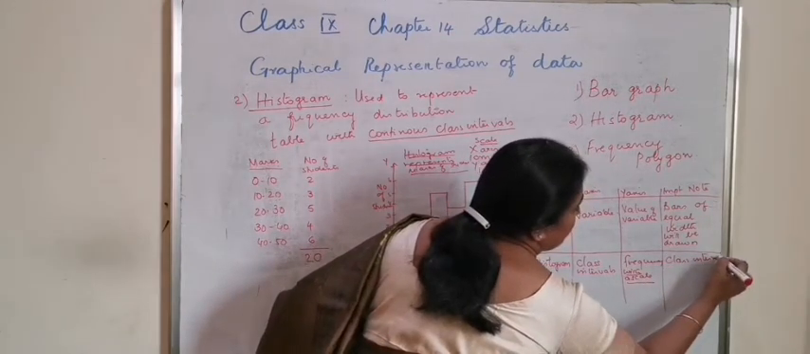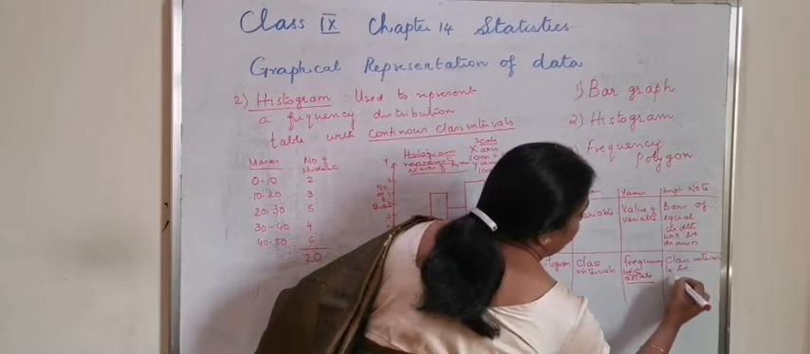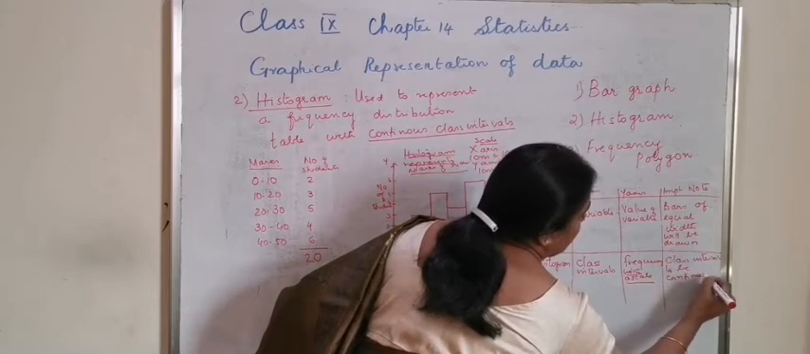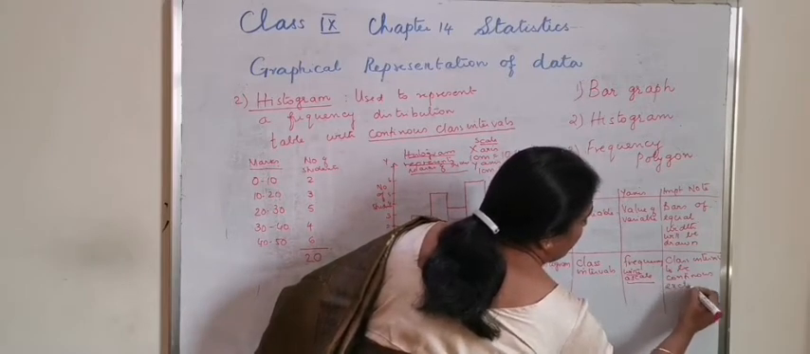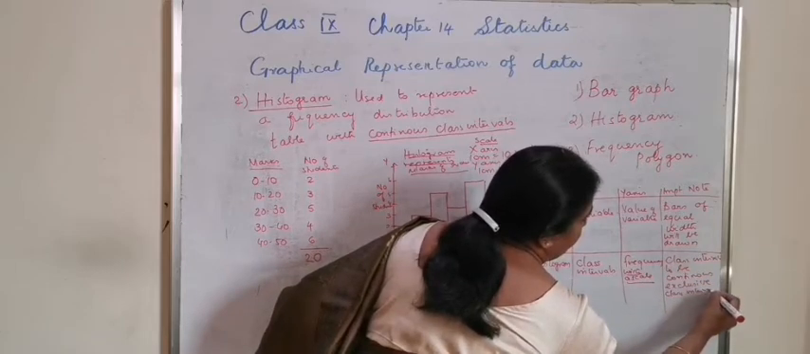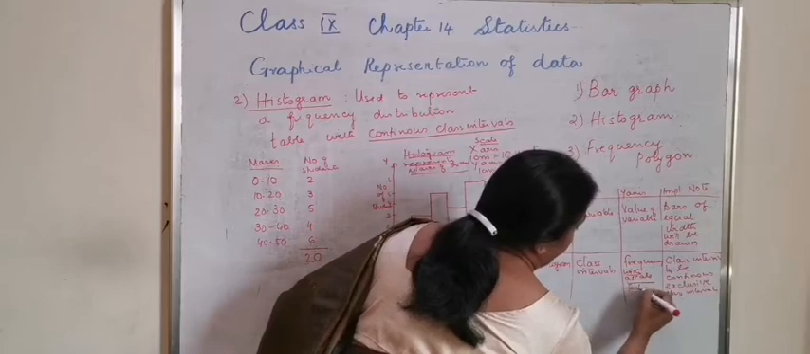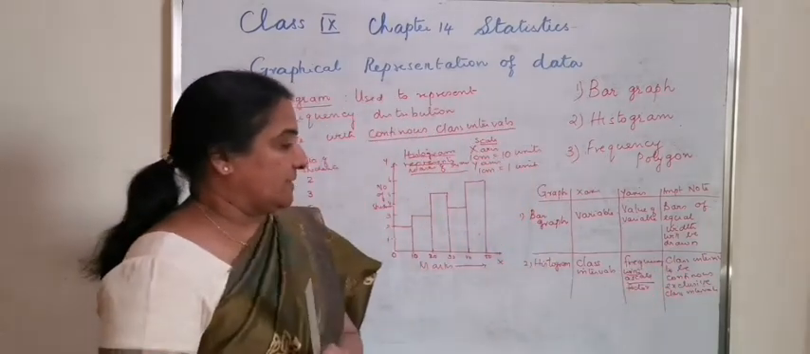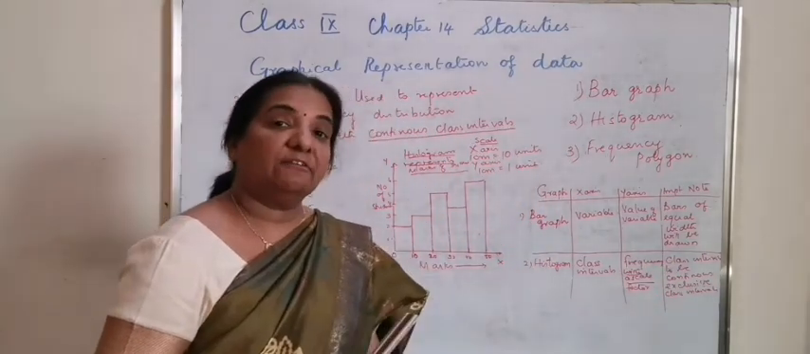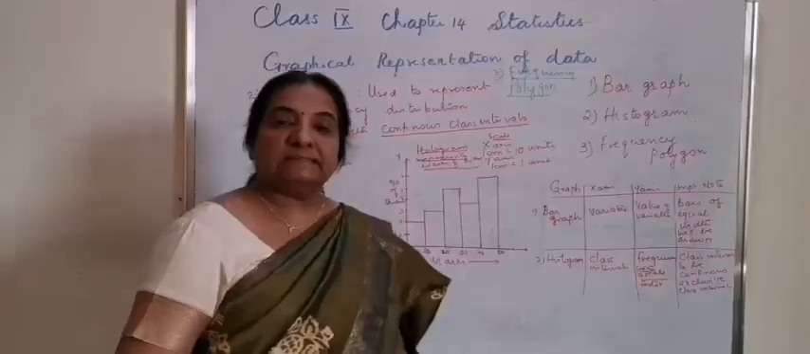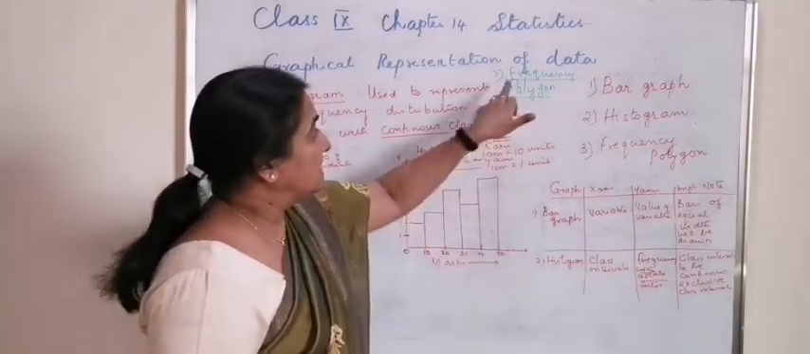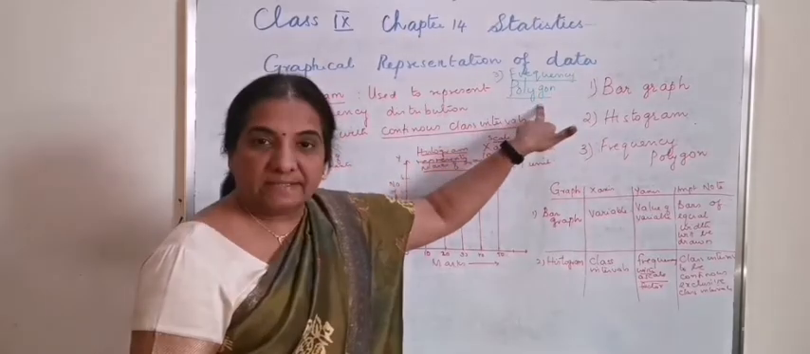Class intervals are to be continuous, or it should be exclusive class intervals. I will mention the frequencies with a particular scale factor. The third graphical representation is a frequency polygon.